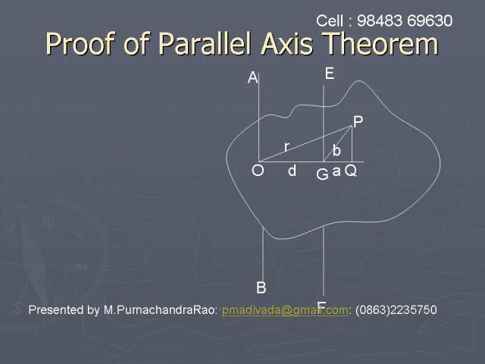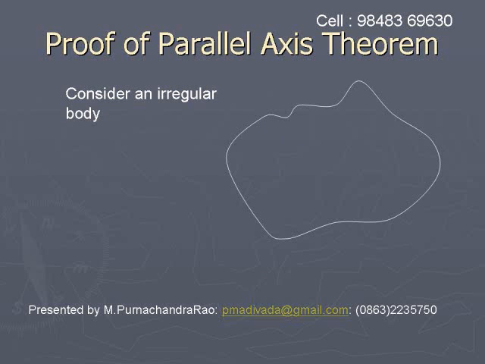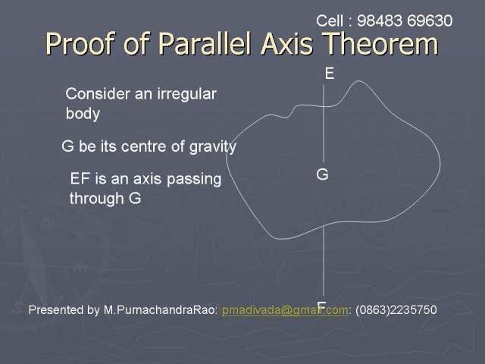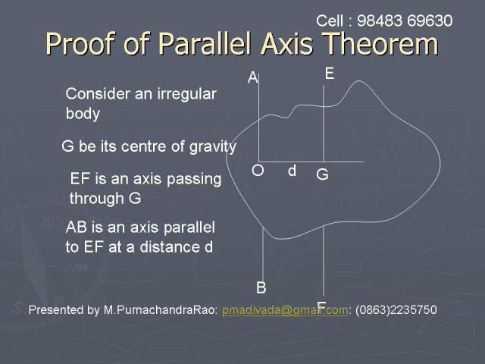Proof of parallel axis theorem. Let us consider an irregular body. Let G be its center of gravity. EF is an axis passing through center of gravity G. AB is an axis parallel to EF at a distance D.